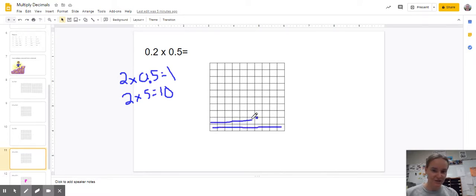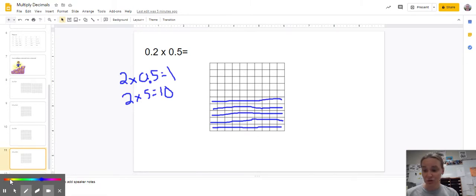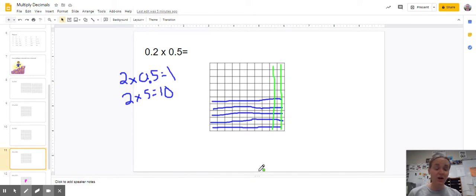1/10, 2/10, 3/10, 4/10, 5/10. Now, I'm not going to take this times 2 wholes. I'm going to take this times 2/10. So let's use green to represent 2/10. 1/10, 2/10. So how many of my blocks are colored in both green and blue?